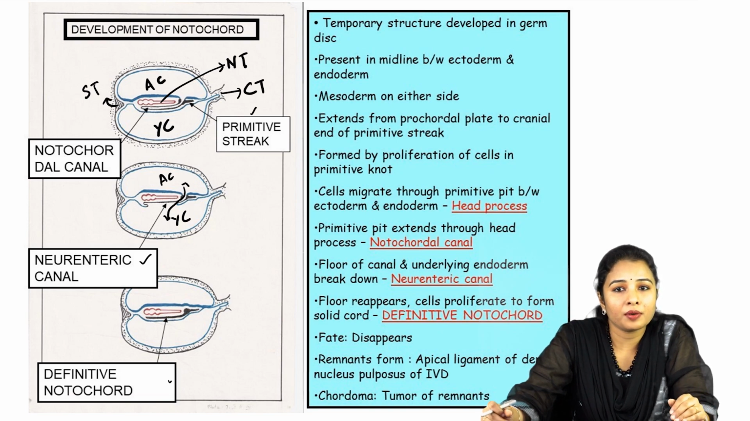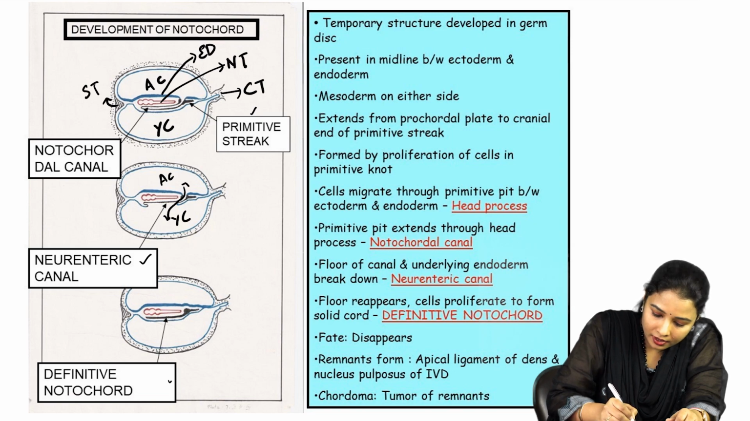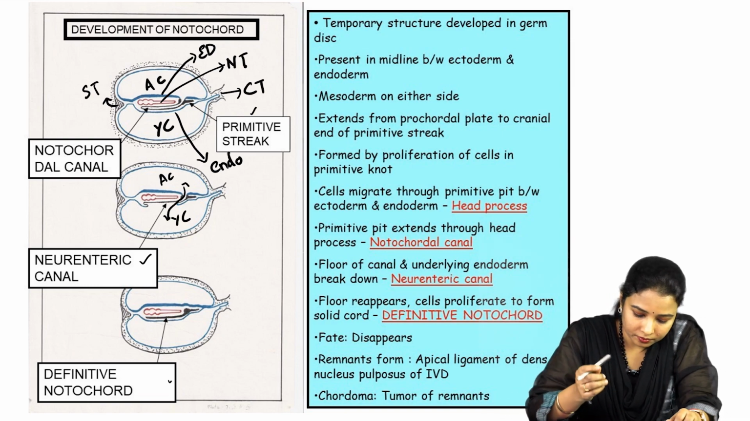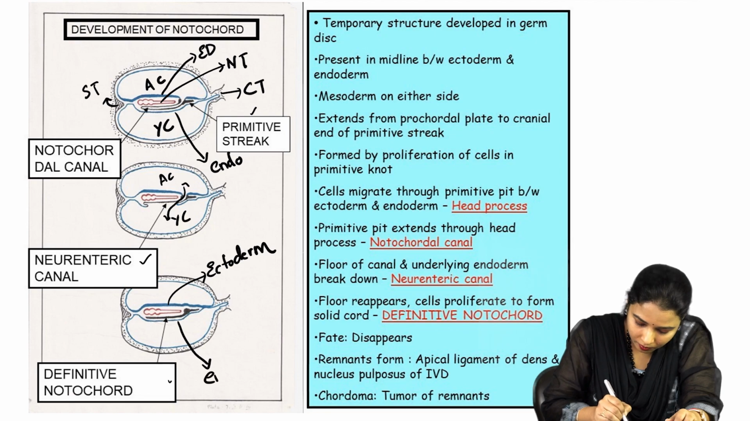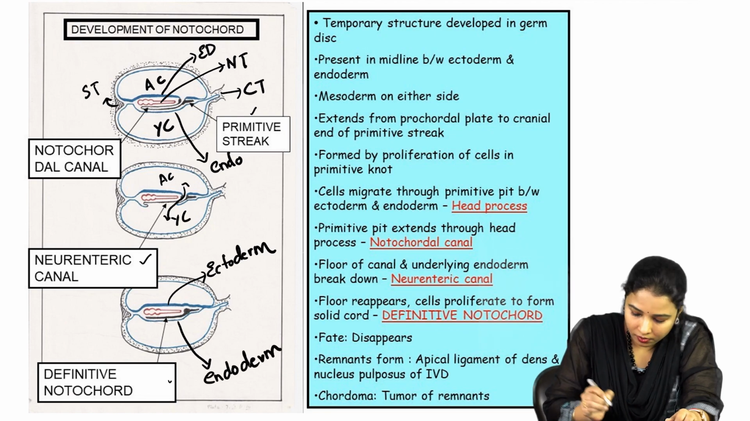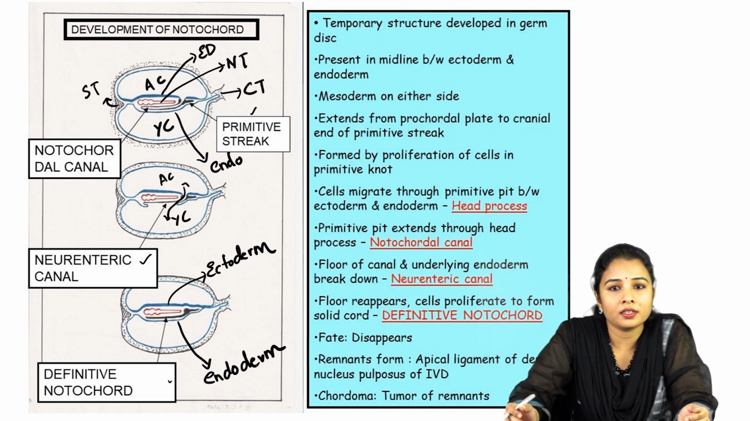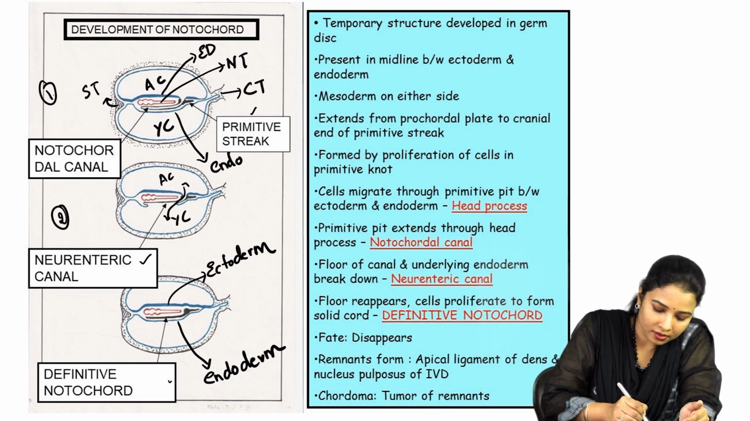And cells migrate from the primitive pit between the ecto and endoderm. So the blue one, this is the ectoderm, and here is the endoderm. So here I'll show. Endoderm, and between the ecto and endoderm it is present, and we can also appreciate the notochordal canal in the first image. This is the first image, second, third.